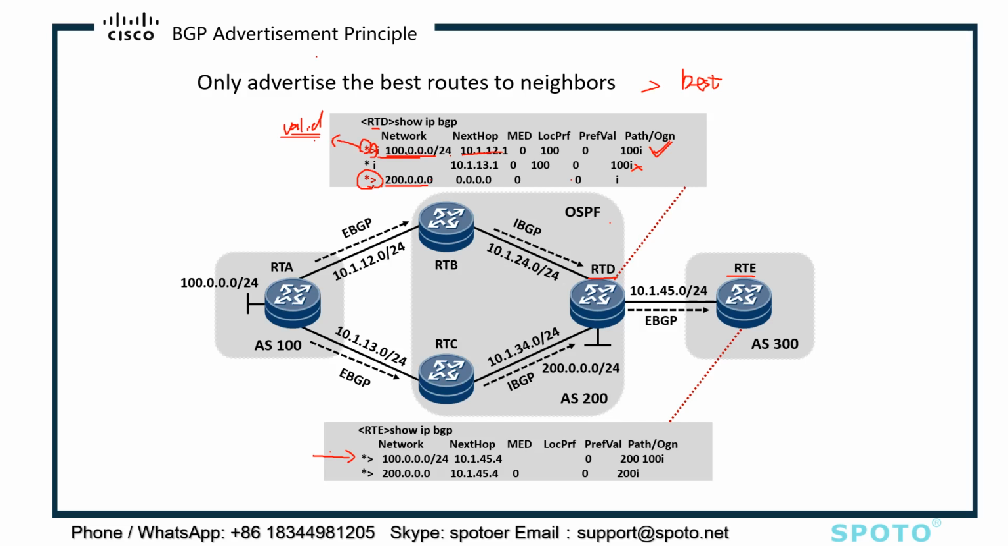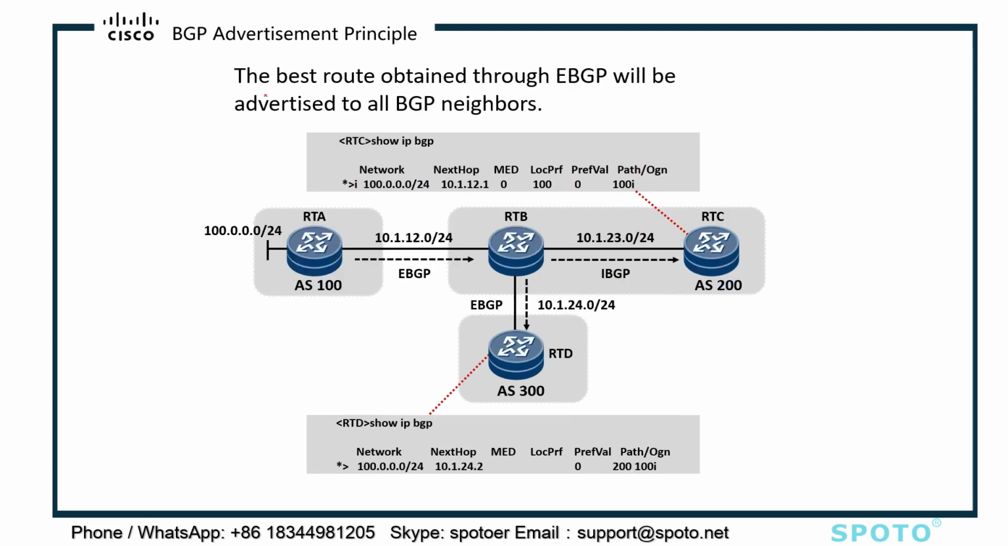And the next part is, if the router receives the route from the IBGP neighbor, it will advertise it to all its BGP neighbors. We can see here, in this situation, RTA and RTB are in different AS. RTA is in AS100 and RTB is in AS200. So between RTB and RTA, they are EBGP neighbors.